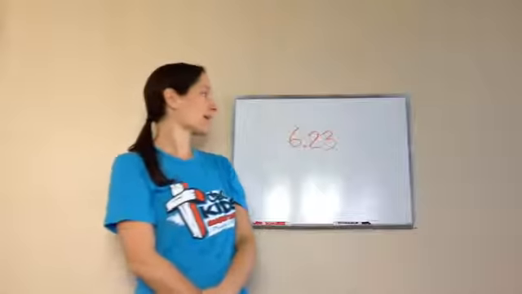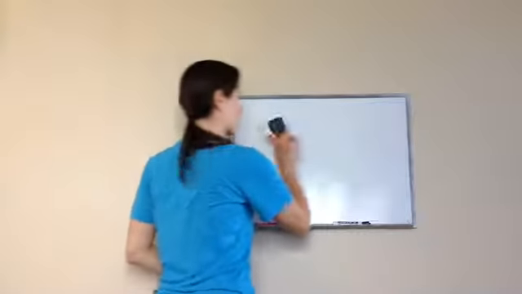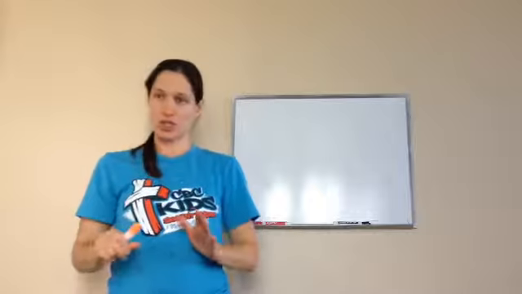Okay, 6th grade, lesson 23. This is on ratio, okay? And ratio is a way to describe a relationship between two numbers.